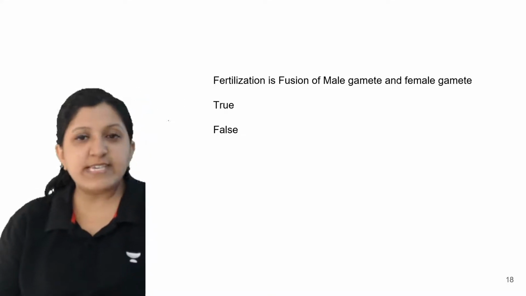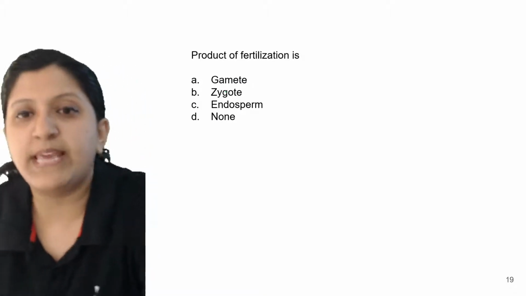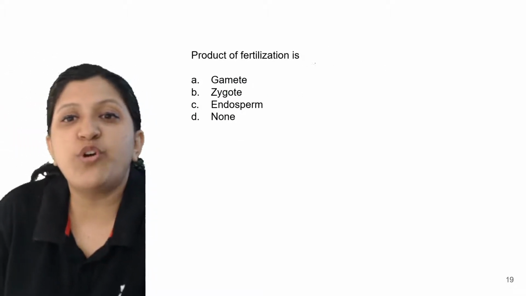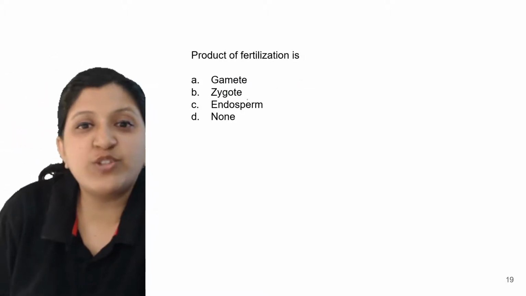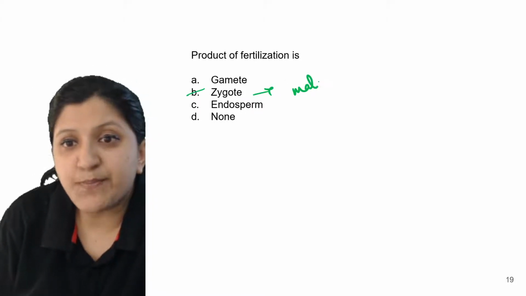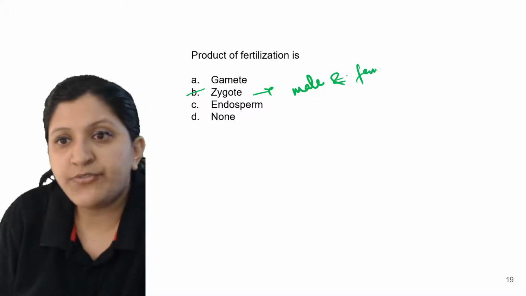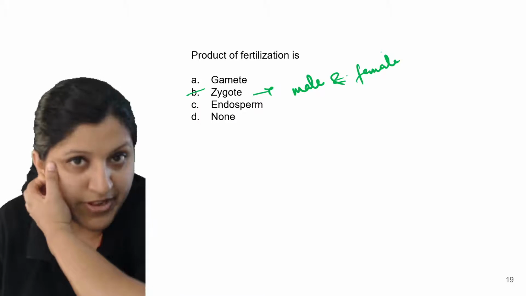Yes, so fertilization is the fusion of a male gamete and a female gamete. So what is the product of fertilization? The product of fertilization is the zygote. In that case, the male fuses with the female. So the male and female gametes, that is the sex cells, will fuse.